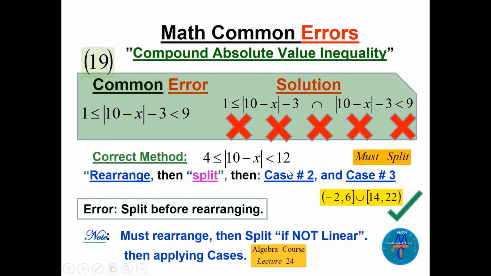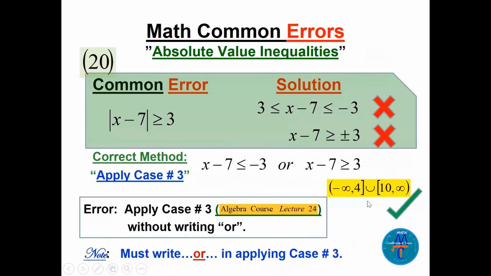Then you apply case 2, case 3 of the algebra course, lecture 24. So again, you add 3 to each side until you have it ready: absolute value between two inequalities. Then you split it and then apply case 2, case 3, check lecture 24, then you find the solution there. Find the solution.